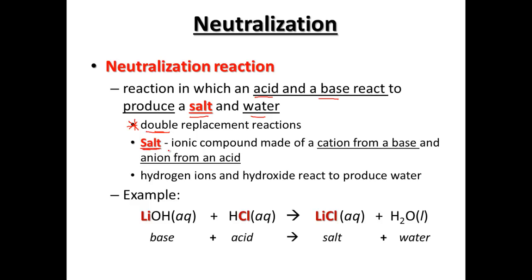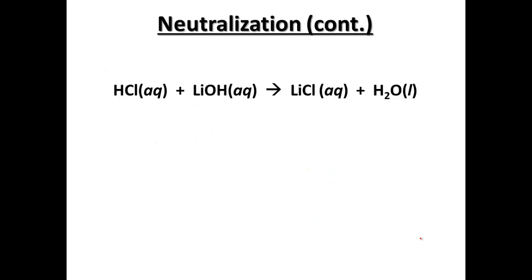A salt is any generic term for an ionic compound made of a cation from the base and an anion from the acid. So a metal plus a nonmetal is going to be a salt. There are many different types of salts out there. Hydrogen ions and hydroxide ions, H plus and OH minus, are going to react to produce H2O, our other part. An example of this: lithium hydroxide, our base, plus hydrochloric acid, our acid, is going to produce a salt and water. We're going to look at this example a little more in depth.